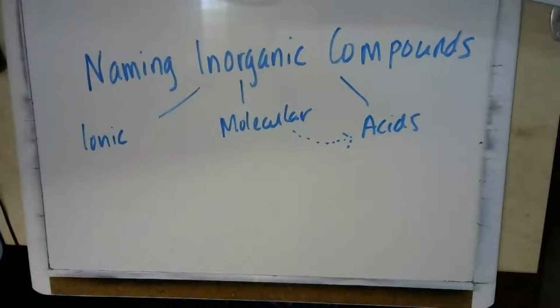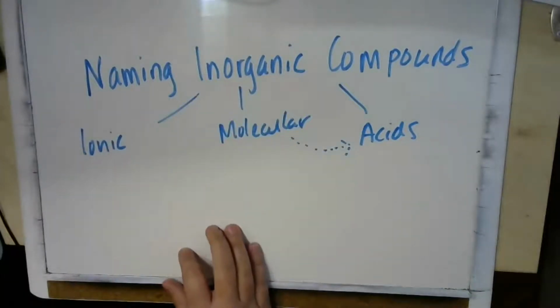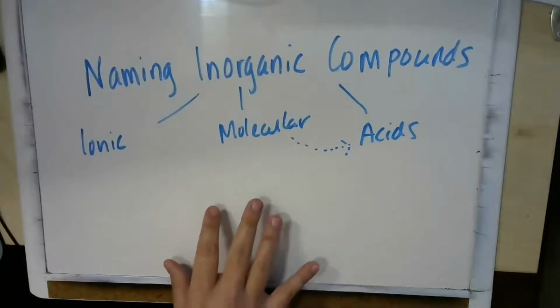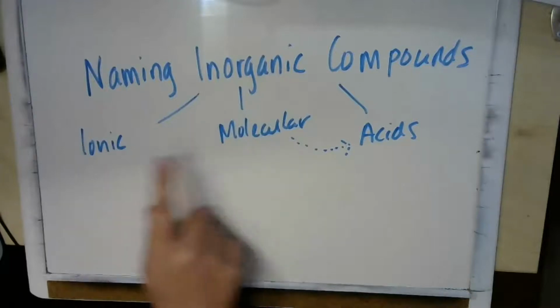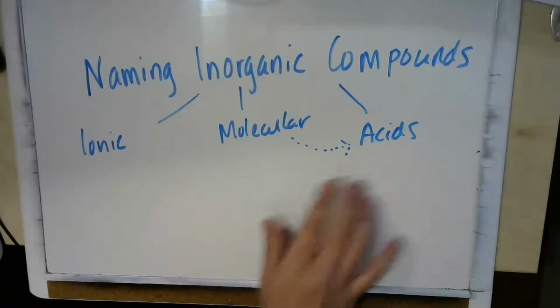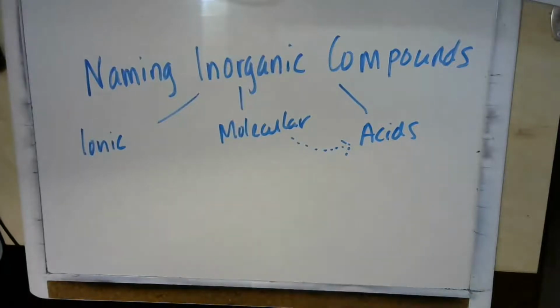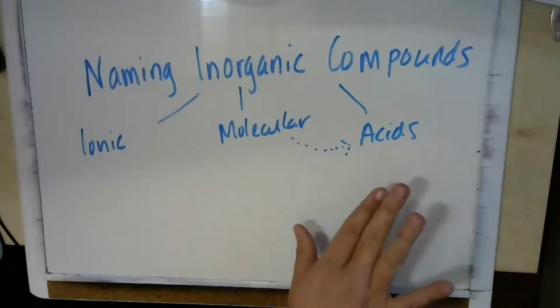Okay, so for this lecture, we are going to concentrate on naming inorganic compounds. Inorganic compounds are going to be broken up specifically into three main categories: ionic compounds, molecular compounds, and then acids. And acids are going to be a type of molecular compound, but because they're named differently from other molecular compounds, we're going to give them their own little group.